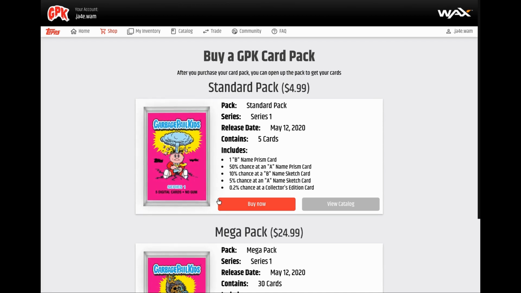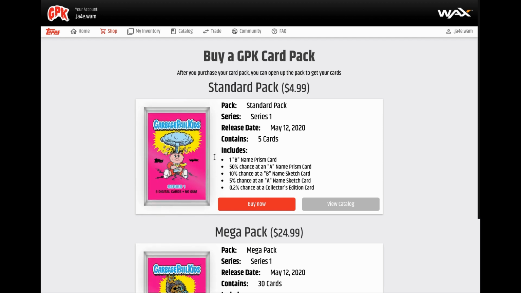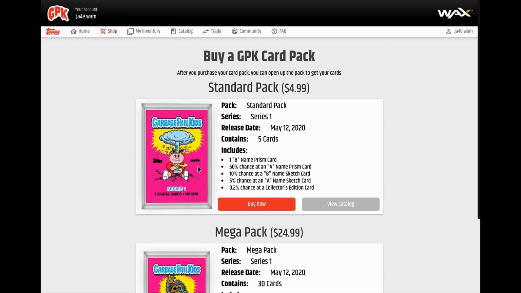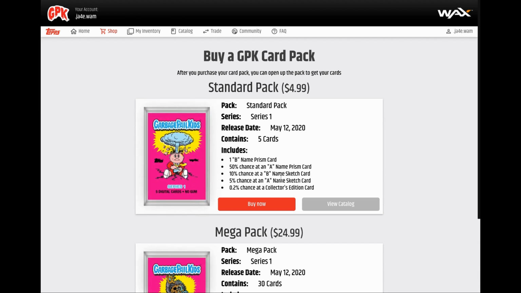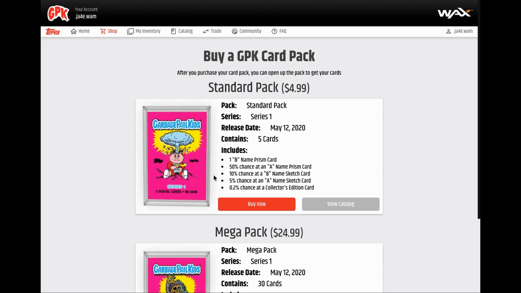There are, I think, 41 different cards, and each has 2 different versions of each card. Because these are digital versions, there are also rarities. There are prism cards, which have a different back and a slightly patterned front. Each card has an A and B name, so you have the same image with 2 different names. That's just how the original Garbage Pail Kid cards worked.